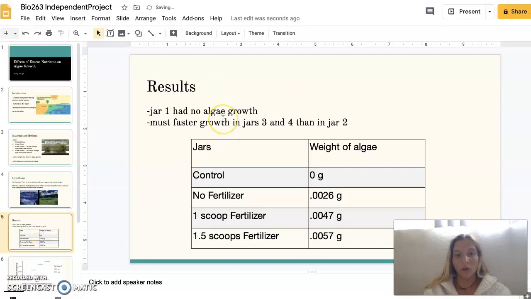My results: jar 1, which was the control, just had plain distilled water in it. It had no algae growth, which was expected. And then jar 2, which had no fertilizer, but it did have the creek water. It did have some algae growth, but there was a lot more in the jars that did have the fertilizer. So the growth in the jar that didn't have the fertilizer was just the average expected growth rate of the algae because there were no extra nutrients in the water.